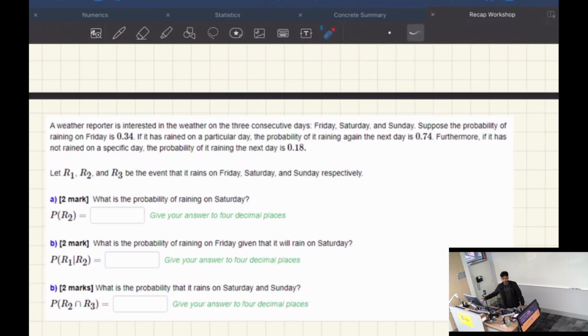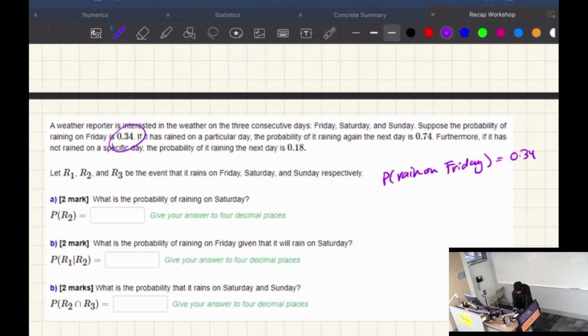This is a pretty simple probability question. A weather reporter is interested in the weather on 3 consecutive days: Friday, Saturday, and Sunday. Suppose the probability of it raining on Friday is 0.34. How about if it doesn't rain on Friday? 1 minus 0.34, which is 0.66.